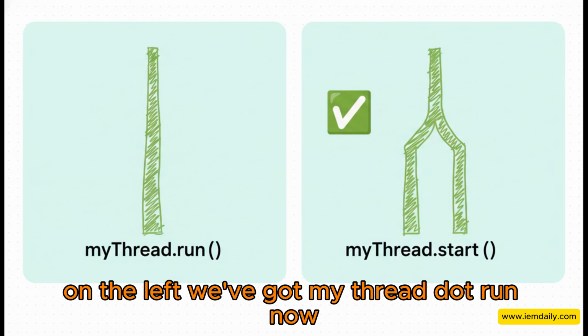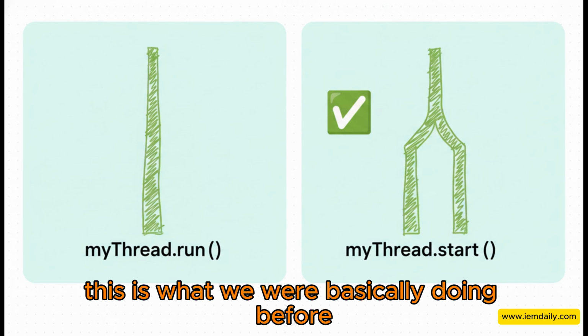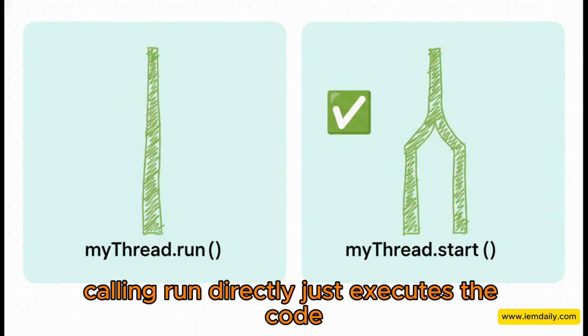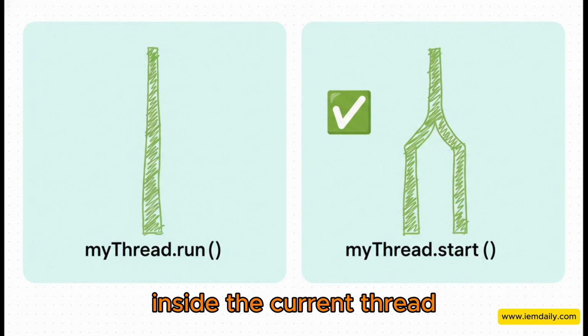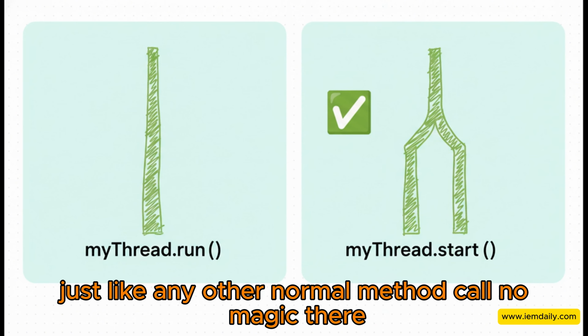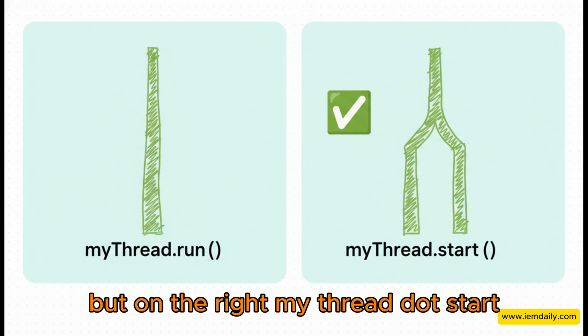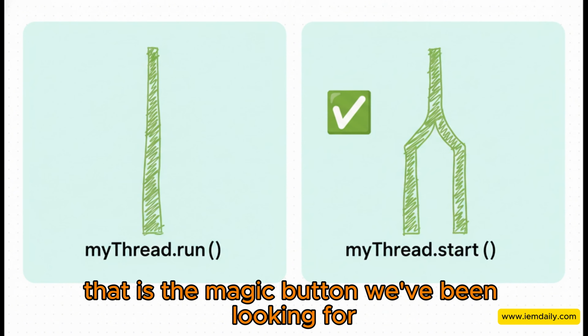On the left, we've got myThread.run(). Now, this is what we were basically doing before. Calling run directly just executes the code inside the current thread, just like any other normal method call. No magic there. But on the right, myThread.start(), that is the magic button we've been looking for.